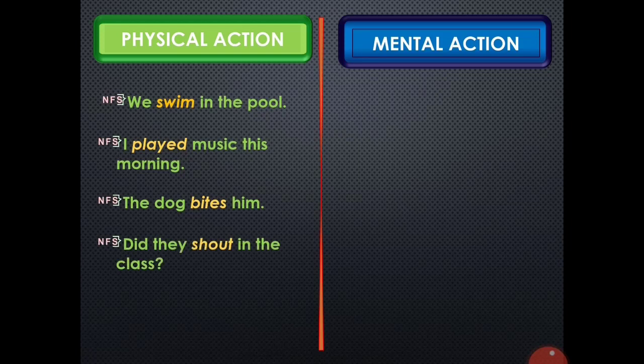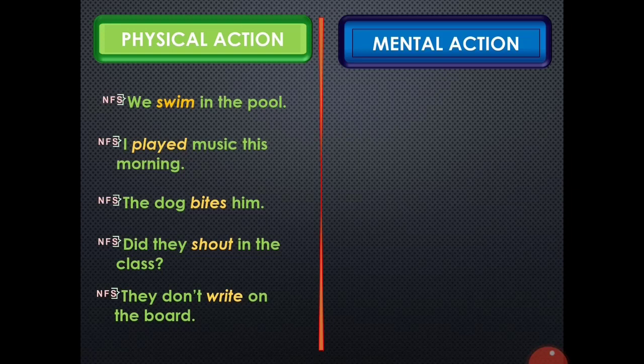Did they shout in the class? Shouting also. They don't write on the board. When you're writing something, physical action is involved. That is why it is a physical action and it is the main verb. Whenever we have a physical action or an action word in a sentence, it is the main verb. It is always the main verb of a sentence. That is why it's important.